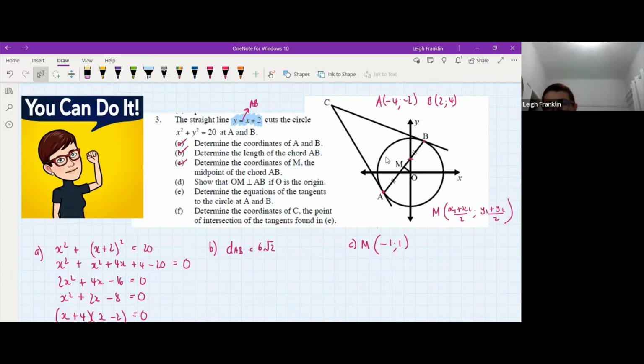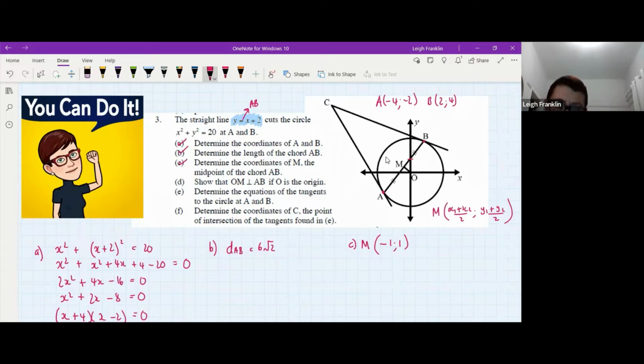Lovely. Well done. Okay, so with questions like B and C, they won't be worth more than 2 marks each. 1 mark for subbing into the formula and the other mark for the answer. Okay, nice. Good job. Well done. Let's move on.